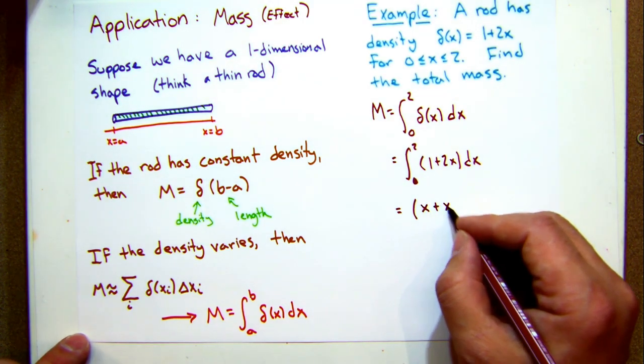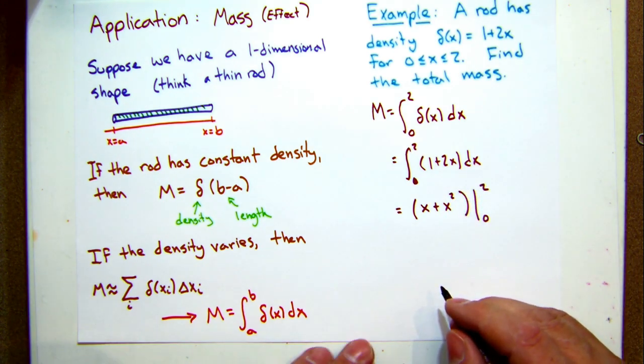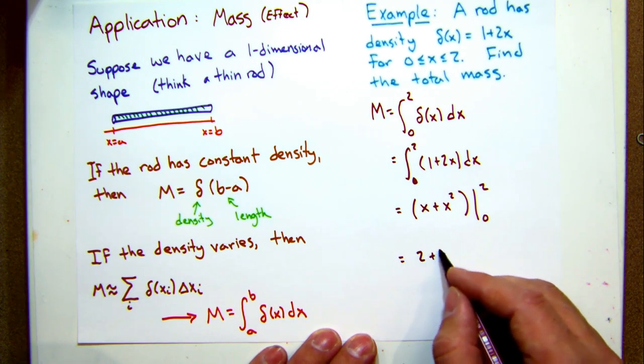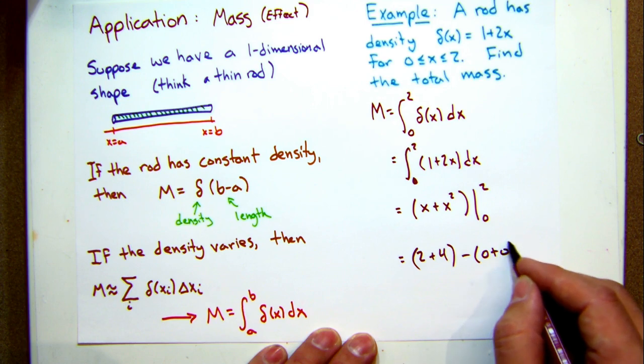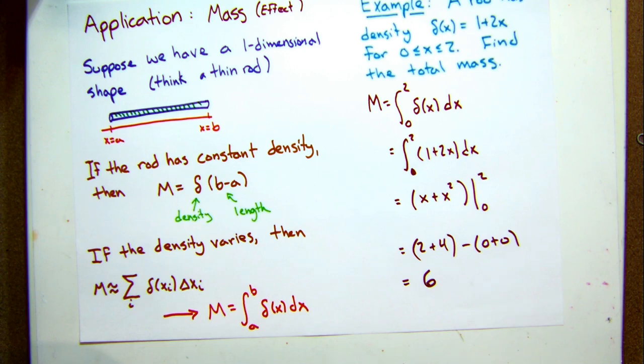That one, okay, this one I can do. I've been practicing these. X plus x squared from 0 to 2. And if we plug that in, then we get 2 plus 4 minus 0 plus 0, and therefore our mass is 6. Now, 6 what? Well, 6 whatever you're choosing to measure your density by. Oftentimes, we use kilograms. Kilograms is a fairly nice measurement of mass, different from pounds. Pounds is actually not a measurement of mass, but that sounds like a physics discussion, and I'm not a physics person. So let's move on.